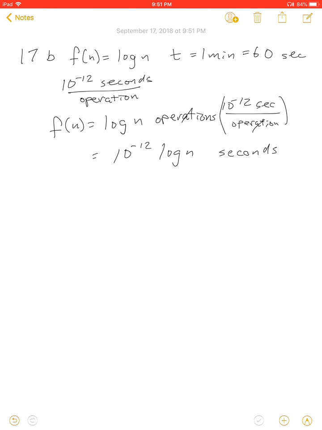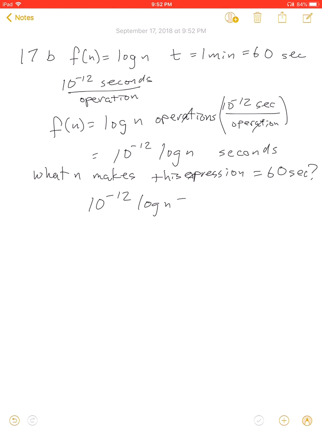Well, then now I want to know how big can n be and still solve a problem in less than 60 seconds. What we'll do is set this expression equal to 60. What n makes this expression equal to 60 seconds? Well, we'll just set them equal and solve for n. We can get rid of the seconds. We say 10 to the minus 12 log n is equal to 60.